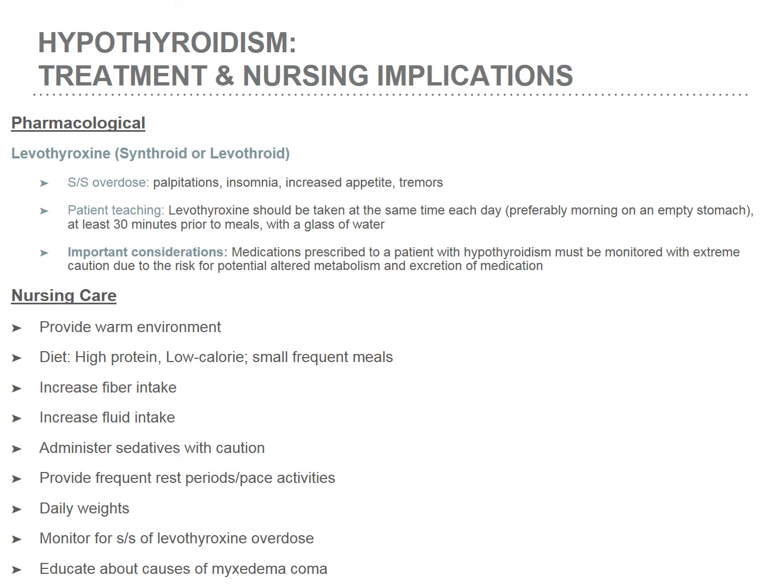Provide frequent rest periods and pace activities because they fatigue easily. Do daily weights because of their weight gain. Monitor for signs and symptoms of levothyroxine overdose, so that would be palpitations, increased appetite, tremors, insomnia, your hyperthyroid signs and symptoms, and educate about causes of myxedema coma.